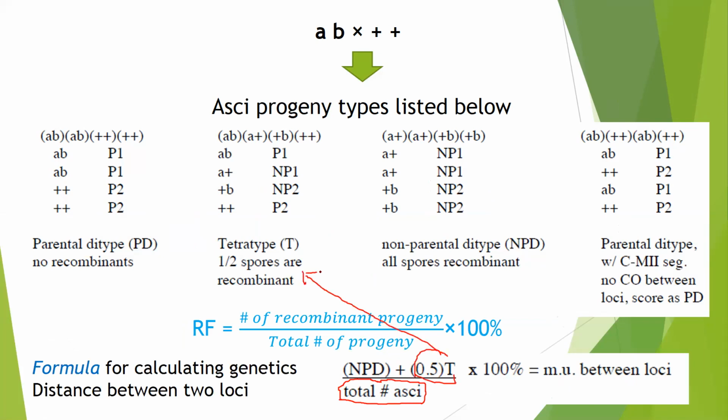For the tetratype, only 50% of the spores, the progeny, represent the recombinants. That's why we multiply this number by 50%, 1/2. Now, another contributor is the non-parental type. All of the progeny within this non-parental type represent recombinants, so 100% of them will contribute to this calculation. Now if you understand this, it's easy to understand why we use this formula to calculate the distance between these 2 loci. Is that clear?